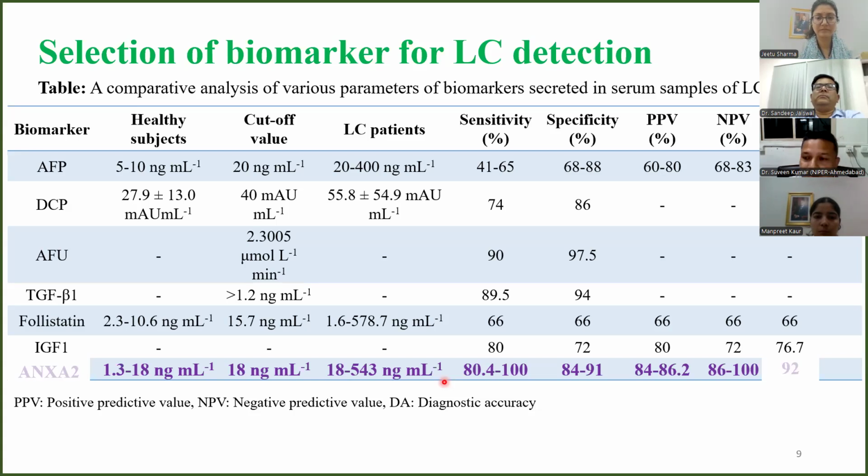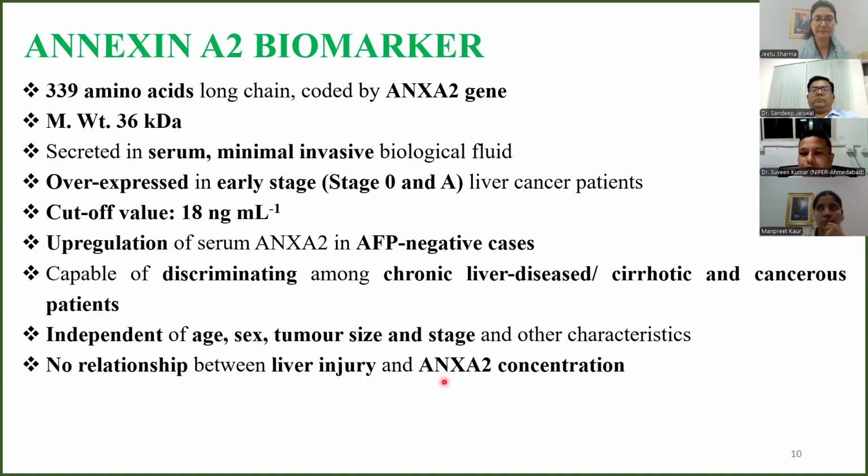So from this biomarker, this type of diagnostic device can help in detection of liver cancer, even in the earlier stage. Also we can predict the chances of liver cancer occurring in a normal subject. Due to these properties, we have selected this specific biomarker for liver cancer diagnosis. So these are the basic properties of the annexin A2 biomarker.